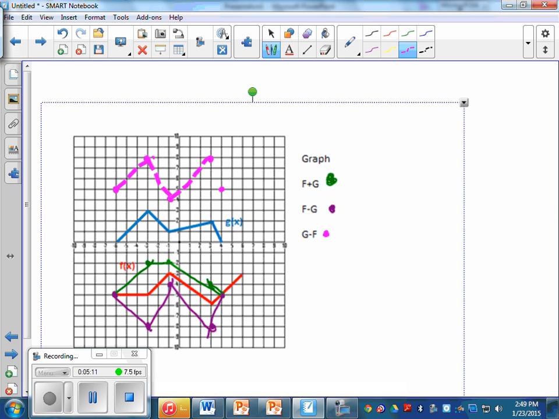And this is a reflection of f minus g, if you notice. So this is g minus f. It's hard to write with that. This is f minus g, and the green line is f plus g. So that's how you make graphs. I'm going to do a separate video that will show you how to do the difference quotient.